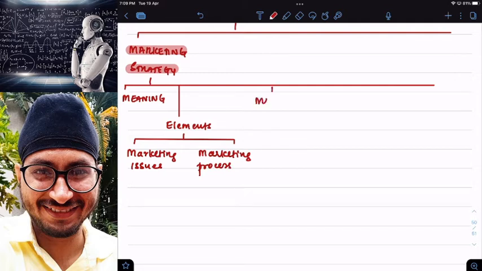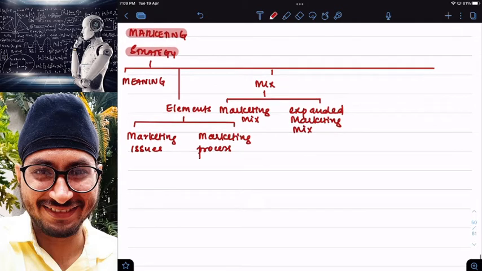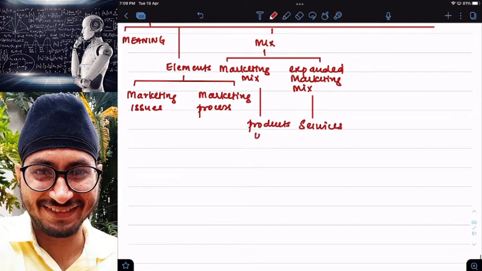Then we have marketing mix. In mix we have marketing mix, and we also have expanded marketing mix. Marketing mix is related to products and expanded marketing mix is related to services. Related to products we call it the 4 P's of marketing. In services there are 3 P's of marketing. In detail we will discuss later.